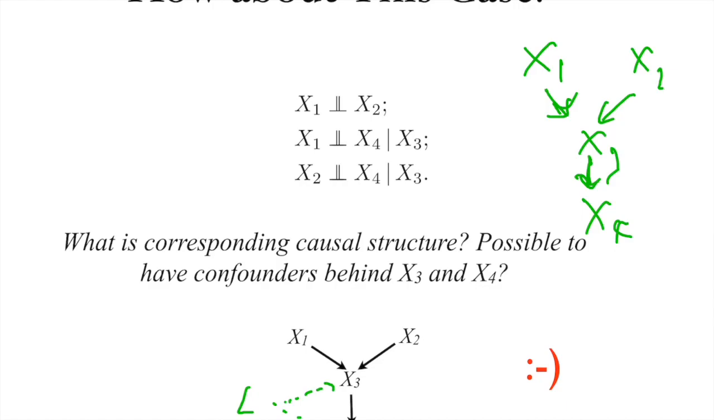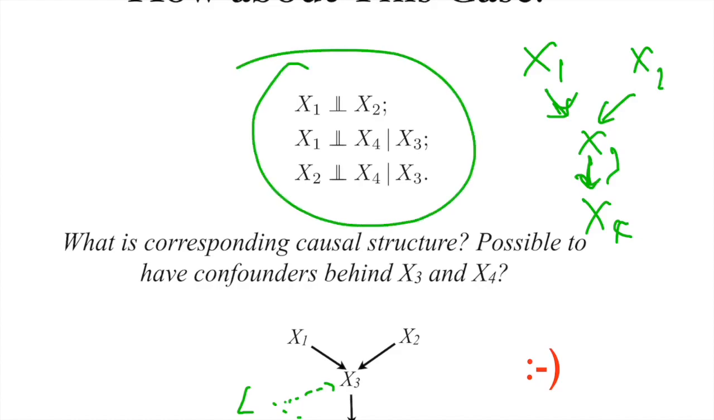It depends on our data, right? If the data doesn't say anything about the existence of a confounder, we cannot say that there is no confounder. Yeah, you're right. In principle, from the data, we cannot check the assumption, right? We don't assume it's causal. We just have this set of independent relations, right? We don't assume causal sufficiency. Still, you can see it's not possible to have any confounder behind 3 and 4. Why? Because if there's a confounder L here, then X1 and X4 cannot be independent given X3.